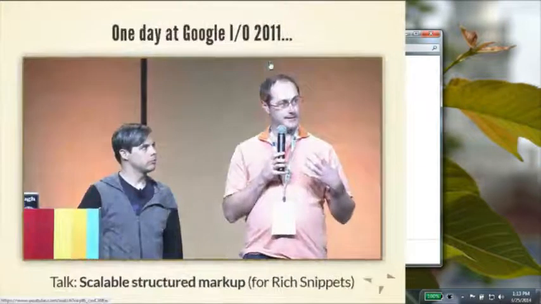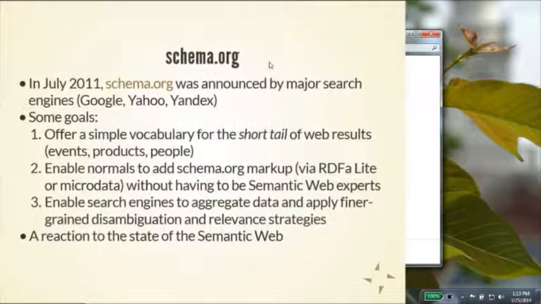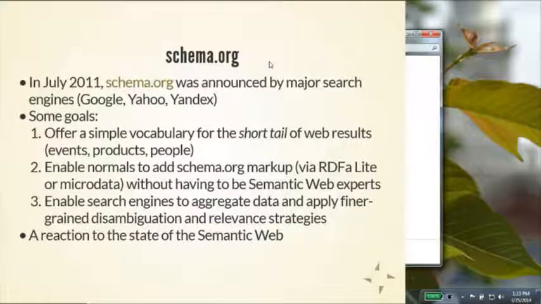But then I was at Google I/O 2011, and the person on the left, Timothy Jordan, was talking about scalable structured markup. He was talking about it for rich snippets, and it was very specific to Google, a very specific way of marking up your HTML, so I kind of discarded it, but thought it was an interesting idea. And a few months later, schema.org was introduced.